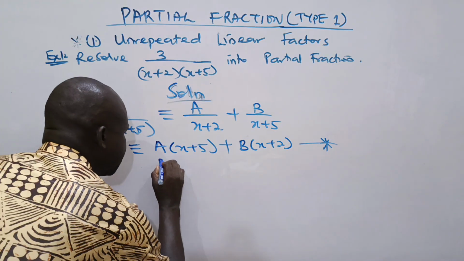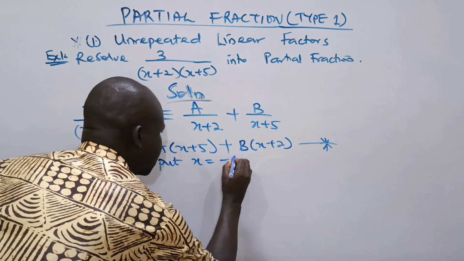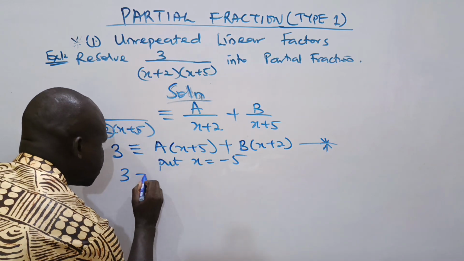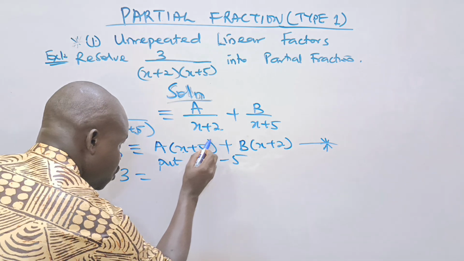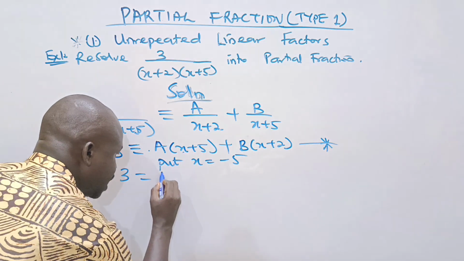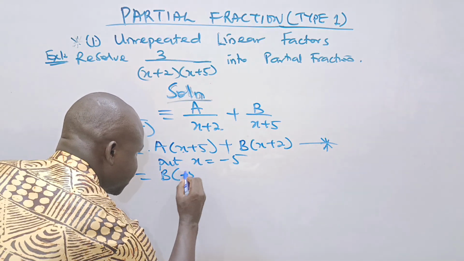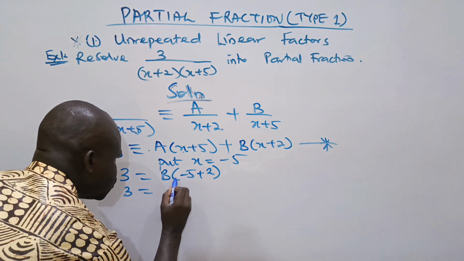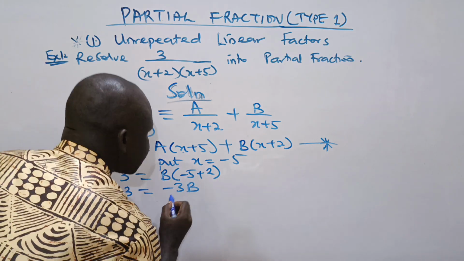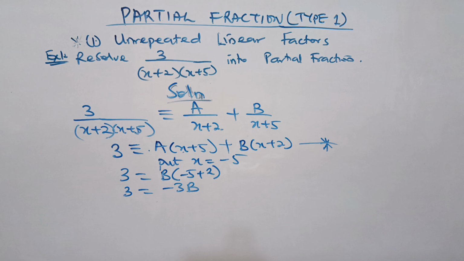In this case, if I put x equal to minus 5, I'm going to have 3 equal to, if I put minus 5 here, minus 5 plus 5 is 0, so everything here will cancel out. Then I'll be left with B into brackets minus 5 plus 2. Here I'm going to have 3 is equal to minus 3B.